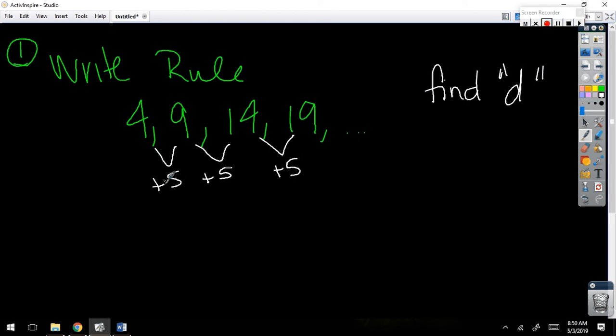All I'm going to do is plug in that formula. Remember that formula is A sub n equals first term. What's the first term? 4 plus the difference is 5 times n minus 1. I am a-okay with you leaving it right just like that. If you want to simplify it, yes.